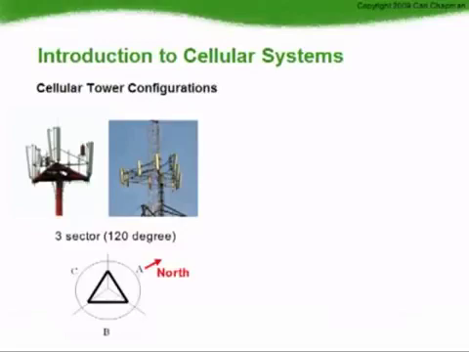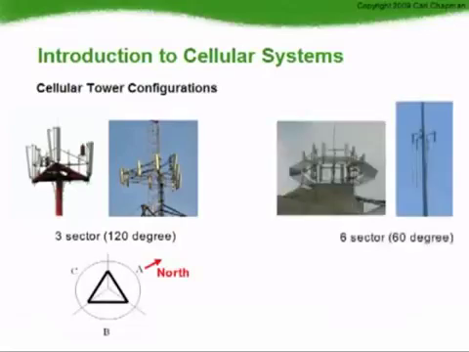It is common for operators to configure 3-sector cell sites around freeways and main roads as 2-sector sites. Another configuration is the 6-sector or 60-degree cell site. This can be visually identified by the hexagon structure on top of the tower. The sectors are typically named in a clockwise manner A through to F, or X through to Z. The A sector points north as an industry standard, and each sector has a different group of channels.